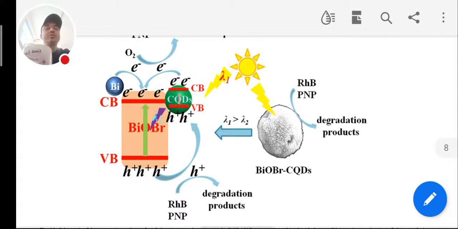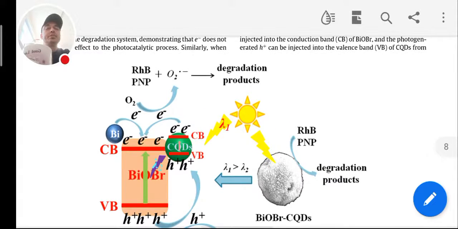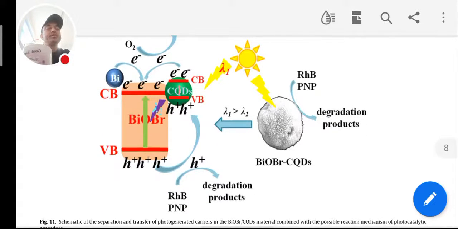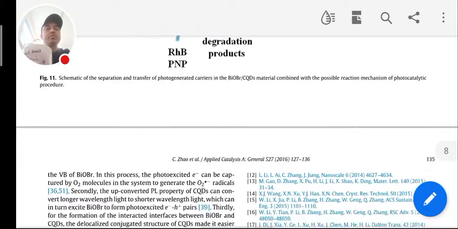The electrons coming from the carbon dots back to the conduction band of the material, that's BiOBr, can reduce the oxygen, and the oxygen will be converted into peroxide or superoxide, which will react with these organic materials. Then it will degrade and oxidize the organic pollutants into carbon dioxide and water. So rhodamine B degraded products will be received from here through the carbon quantum dots.